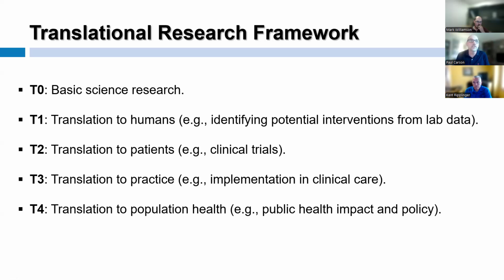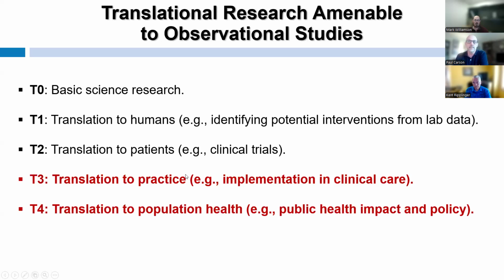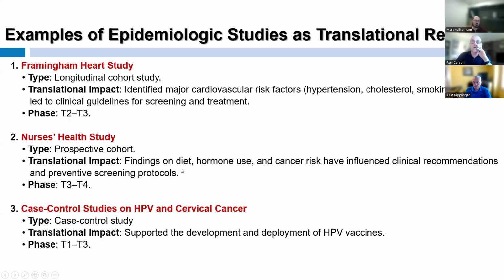And observational studies can fit in this translational research framework. We heard about this in the first didactic series, the research framework. T0 being basic science research, T1 translation to humans, so that's bench to bedside. Then translation to patients, that's our clinical trials. But T3 and T4 are things like translation to practice, like implementation in clinical care, or translation to population health, for example, public health policy and impact type studies. Observational research is very helpful there.